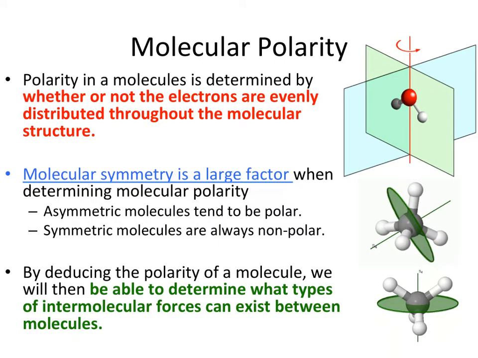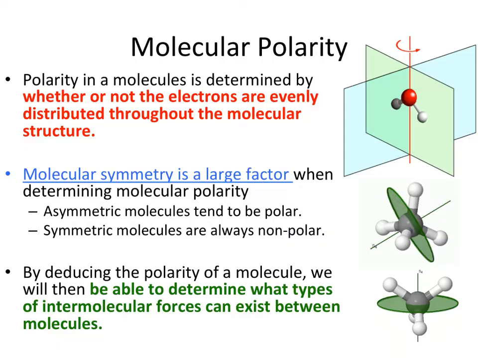So molecular polarity is all about whether or not the electrons are evenly distributed throughout the molecular structure. And the symmetry of the molecule is a large factor when you're determining this molecular polarity. When we're looking at asymmetry, these molecules tend to be polar. So asymmetry means that one side is not the same as the other.